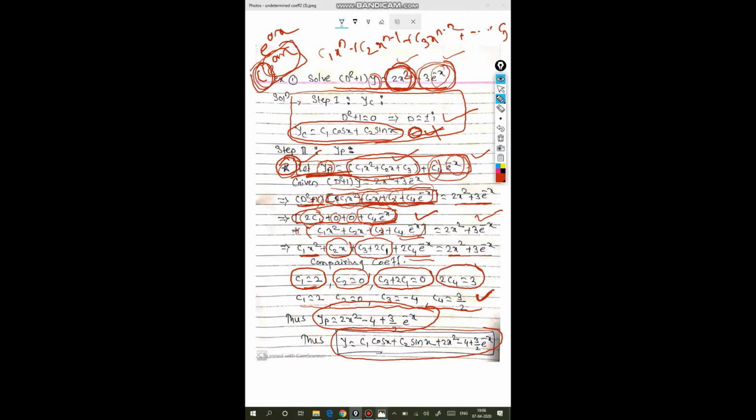So yes, it's not so difficult and not so simple also, because this assumption is the most important. Whatever we assume for yp, you should be able to assume that yp. At the end of the three examples, we are going to sum up how we assume yp. Okay, so that's about your first example. Thank you.